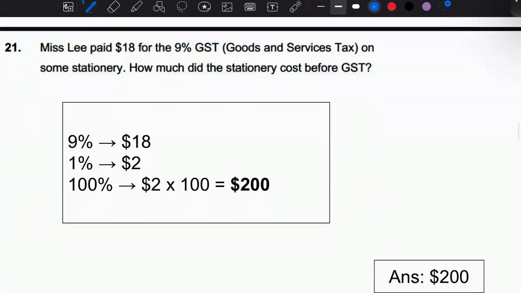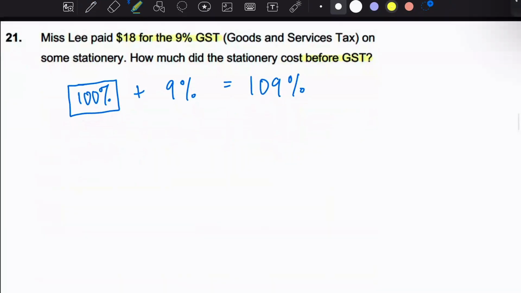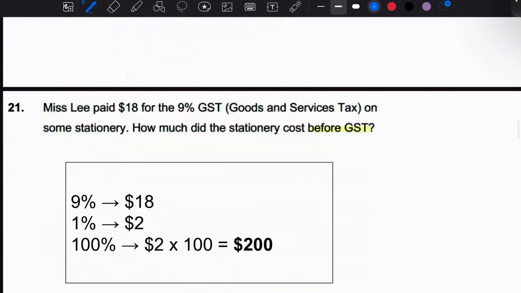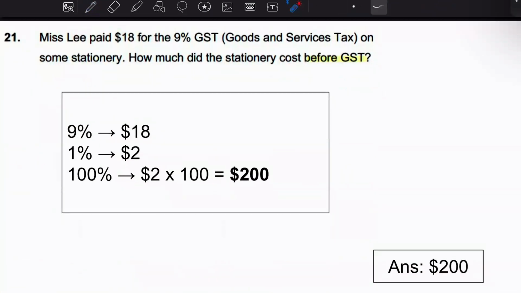So we know that 9% is $18. So for 1%, we divide 18 by 9, you get 2. Remember, they want to know the cost of the stationery before GST, so you don't want to add the GST here. So it is 100%. 100% is $2 times 100, you get $200.